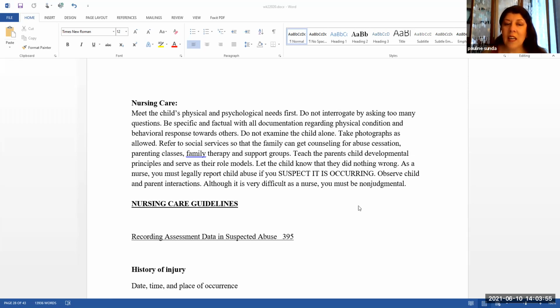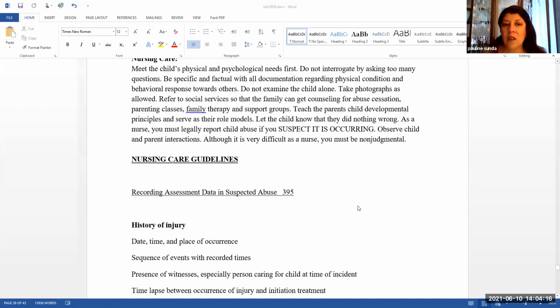As a nurse, again, you must legally report child abuse if you suspect it. So notice I didn't say that you had concrete proof. A reasonable suspicion is enough. You do want to observe the child and the parents' interactions. Although it is probably one of the hardest things that you have to do as a nurse, you must be non-judgmental.